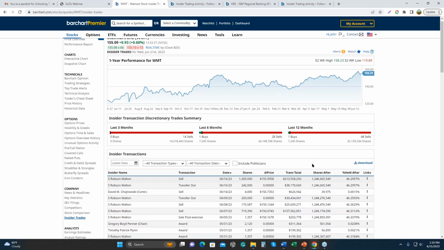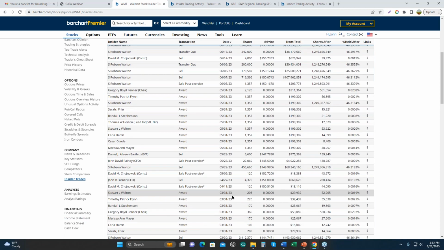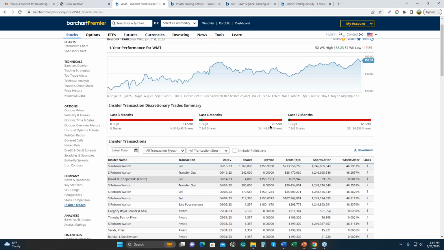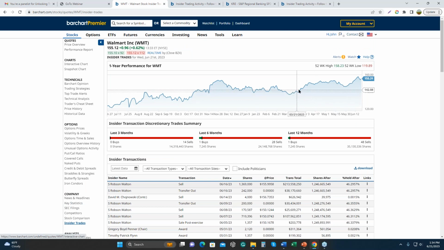Now, what we could do is look at other times when Mr. Walton is selling. Here we can see he had a cluster of selling over, it looks like, a one-week period where he sold several million shares and generated multiple hundreds of millions of dollars. But did it change his overall percentage that he owns? Not really. And if we look at our chart back in March, the market actually shook this off. So again, here's a large transaction, which does not give us a lot of actionable information.